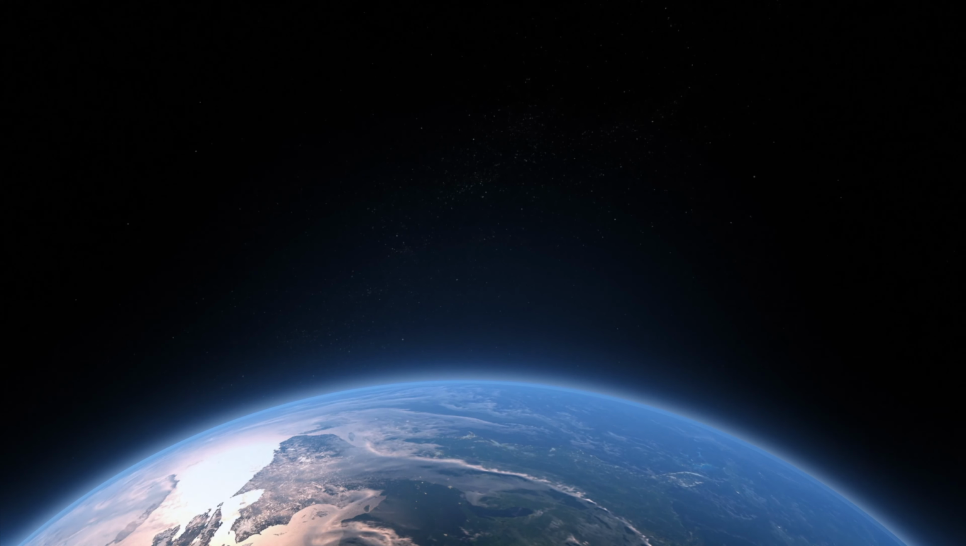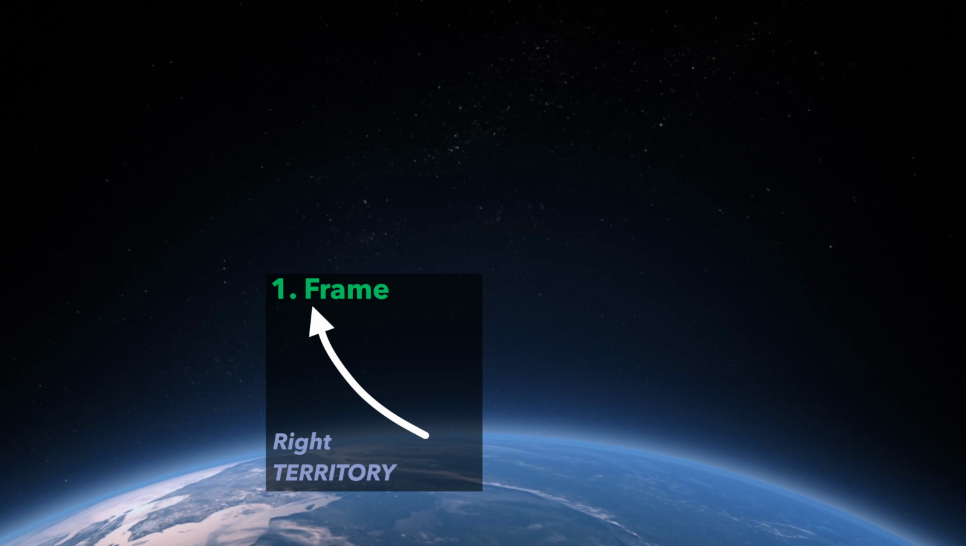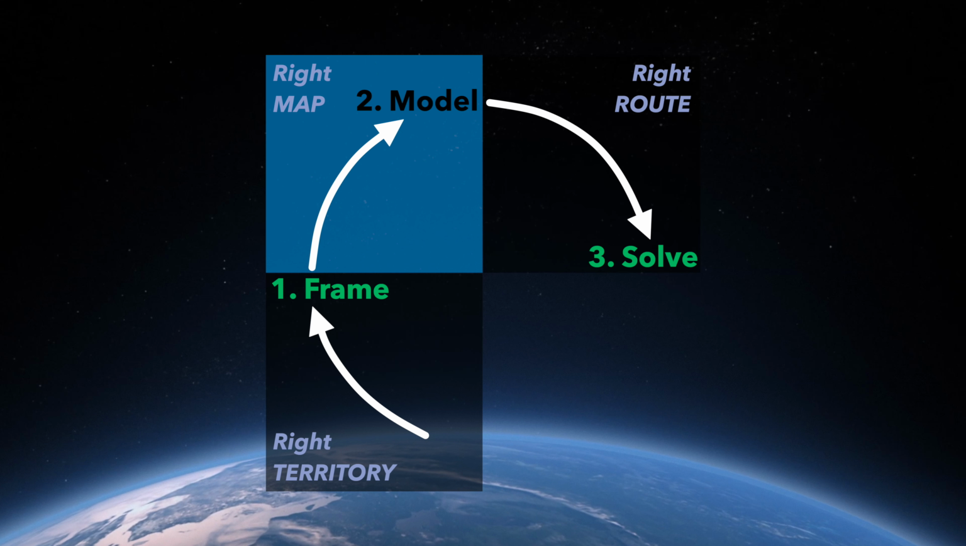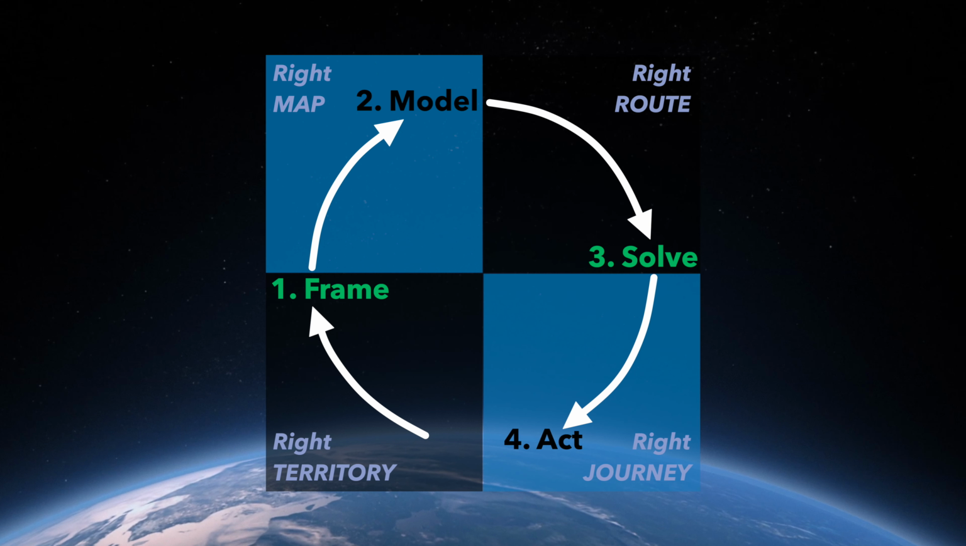Previous videos in the decision-making series described a general learning loop we use to identify and solve problems. We first frame the issue we want to address. What's important to improve? Why? We then access and improve our mental model of the issue. What causes it? Once we understand cause, we can solve it. What's a good plan? And finally, with plan in hand, we can implement it.